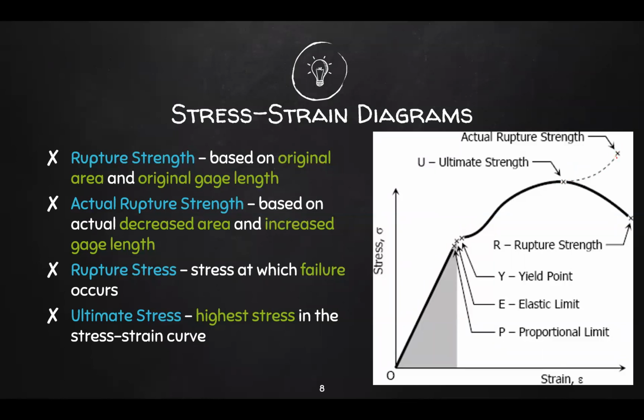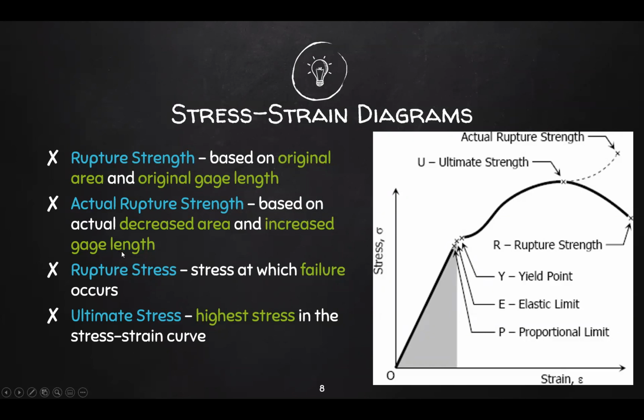This is what happens when you consider the decrease in area. That's your actual rupture strength. And this is what happens when you don't consider area, because there's a decrease in force. So we call those points actual rupture strength and rupture strength. Once again, rupture strength is based on original area and original gauge length. Actual rupture strength is based on the actual decreased area and increased gauge length.